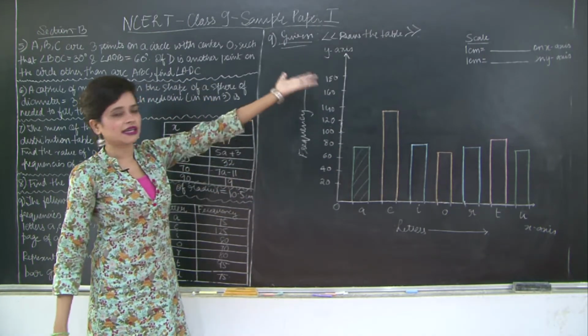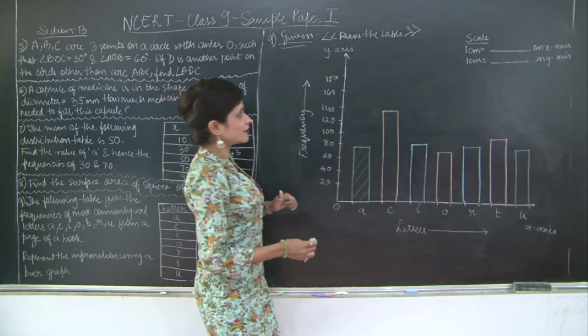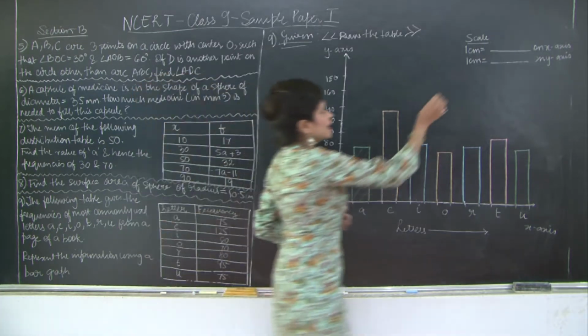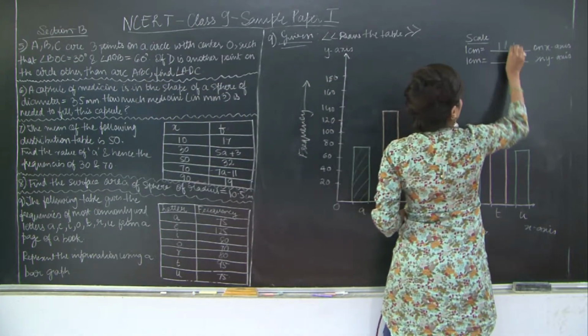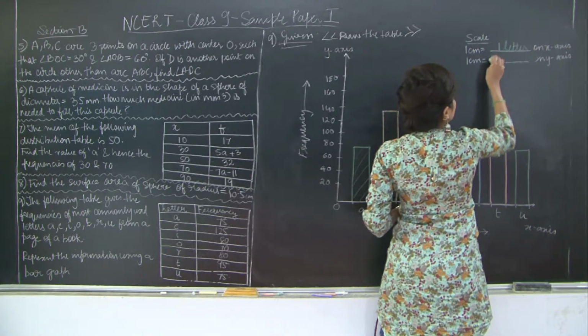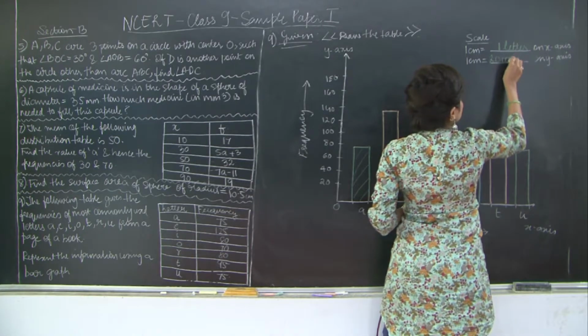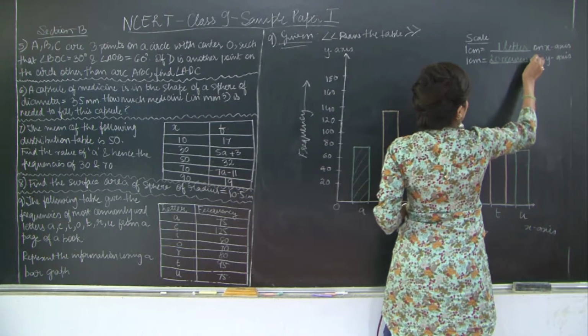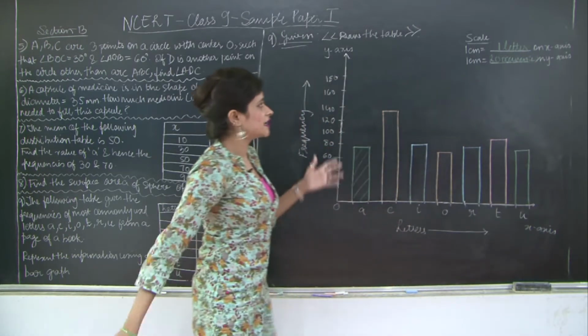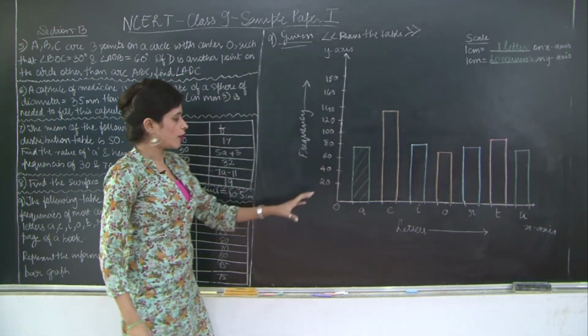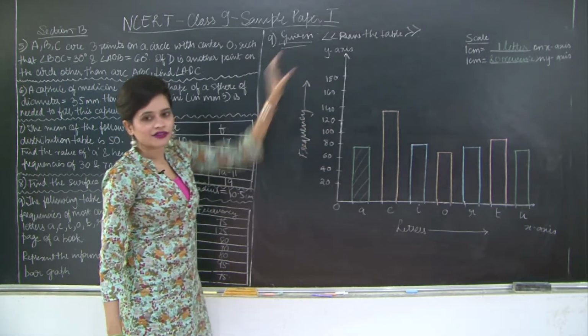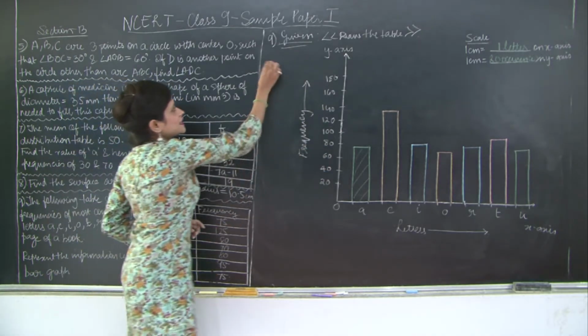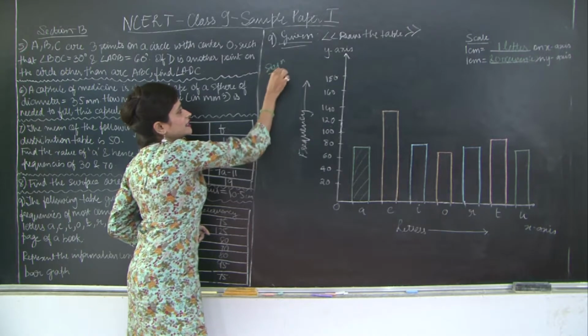Now what is pending is the scale. So let's write down the scale. The scale is: one letter on x-axis and 20 occurrences, by which I mean a frequency of 20, on y-axis. So each of these is frequency, and finally this is the solution, and I will write down my answer.